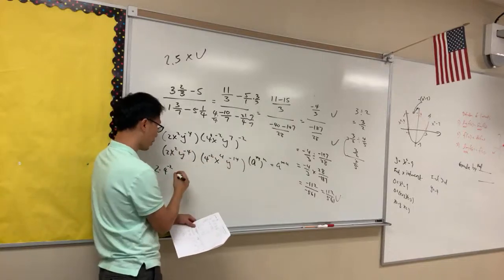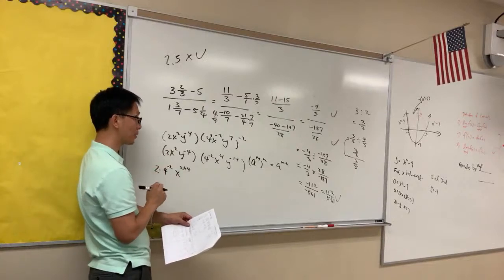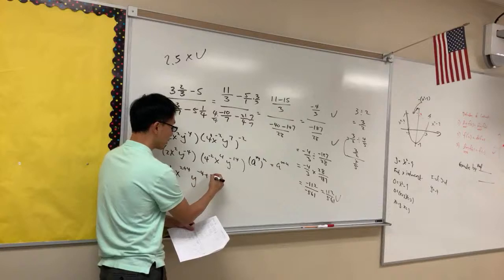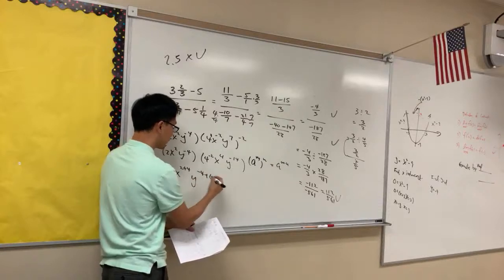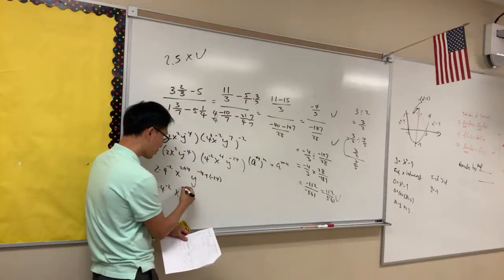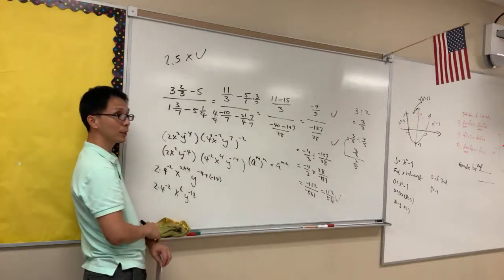x squared times x to the 4th is what? You're adding the exponents here. y is going to be negative 4 plus negative 14, right? So then that's going to be 2 times 4 to the negative 2, x to the 6, y to the negative 18. Am I going too fast?